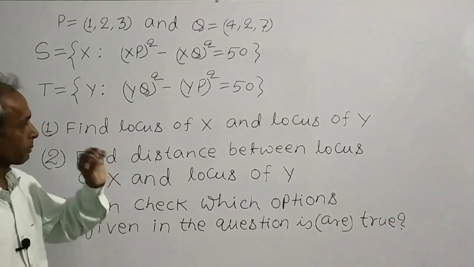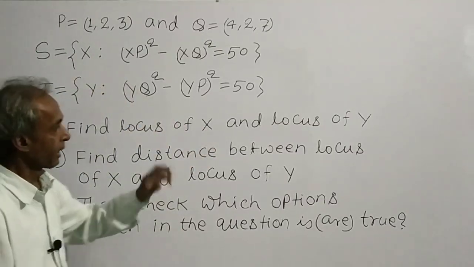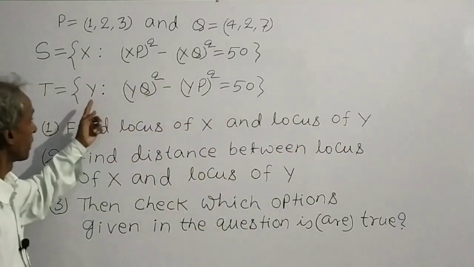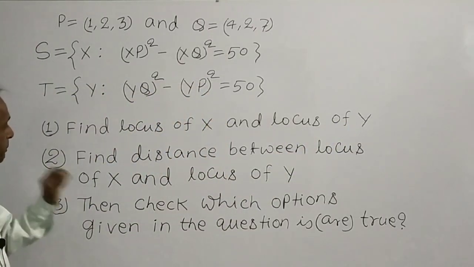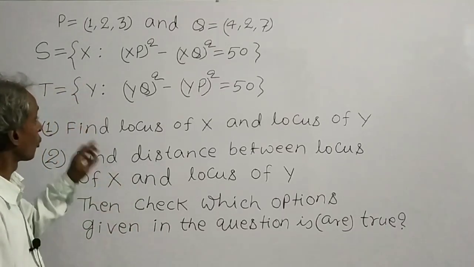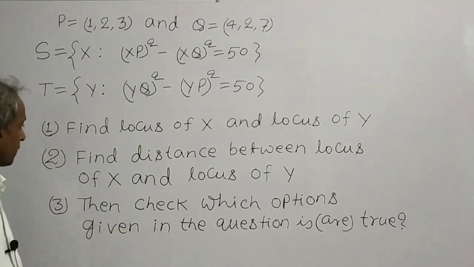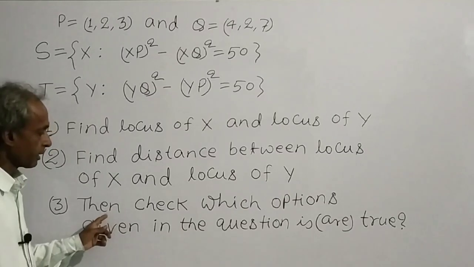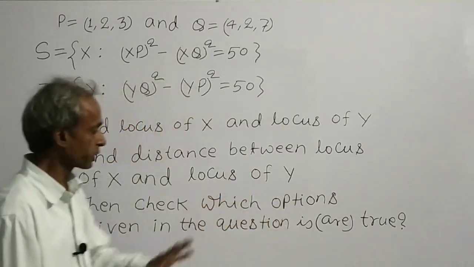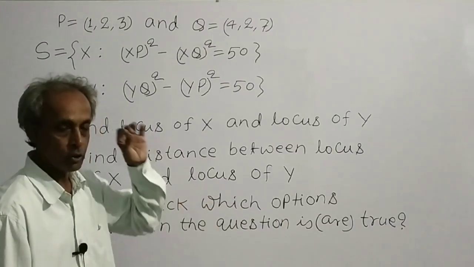First, we will find the locus of point x, and then we will find the locus of this point y. After that, we will find the distance between the locus of x and the locus of y. And then we will check which options given in the question are correct and which are not correct.